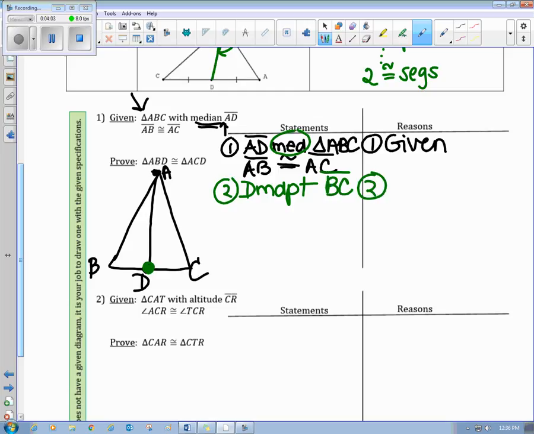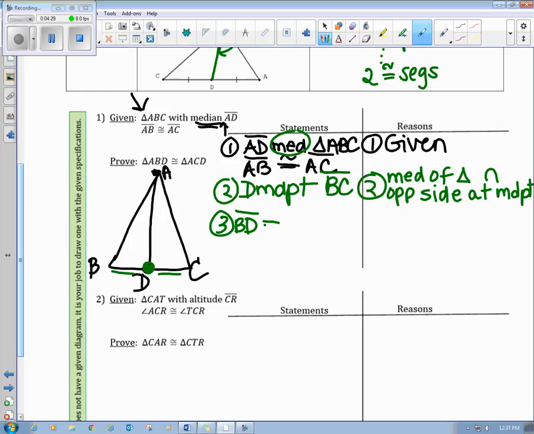Remember, we've talked before about how you can't name a midpoint unless you tell what it's the midpoint of. And this is because the median of a triangle intersects the opposite side at the midpoint. And then, of course, we would continue on, and we would say, oh, we have a midpoint? Okay, well, then we know that these two segments are congruent to each other. So I can put in here that BD is congruent to DC, because a midpoint divides a segment into two congruent segments.